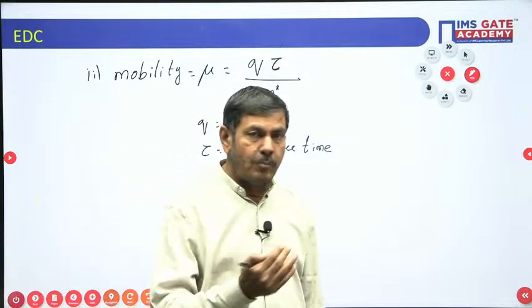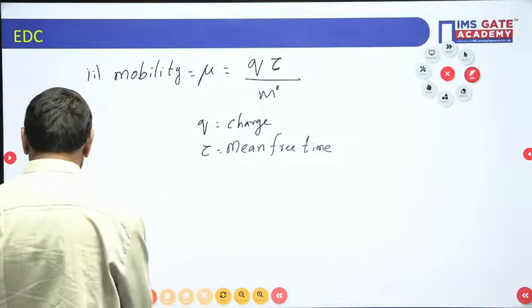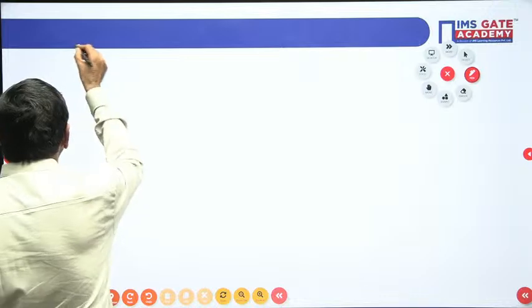Understand now. After mobility, what is required? Current density. I want to give here now. Current density.